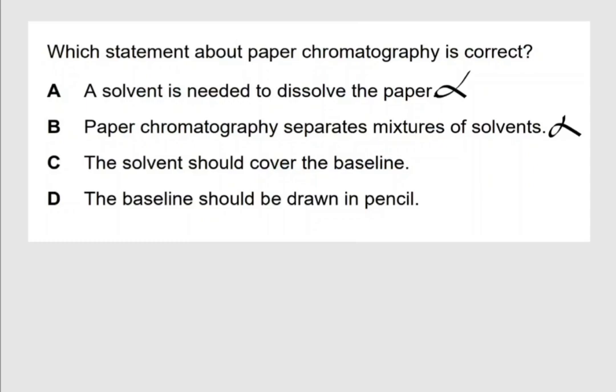The solvent should cover the baseline. It should not. What if the solvent covers the baseline? The spot, the sample, may dissolve in that solvent and go all over the solvent. It might not go up and get separated. The baseline should be drawn in pencil, and that's the correct answer. The baseline should be drawn in pencil. That's correct.